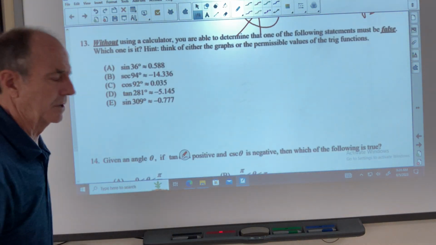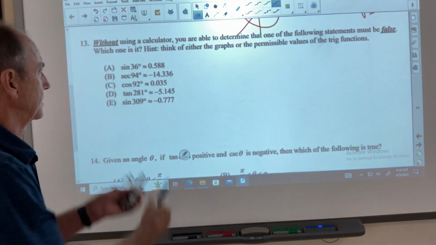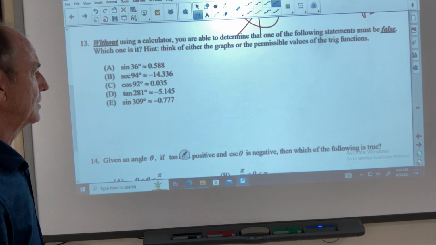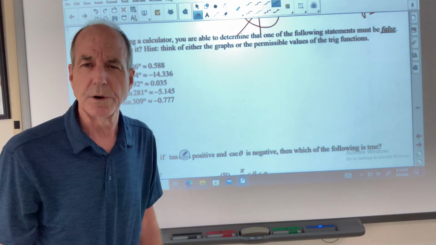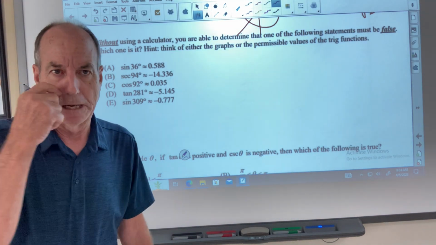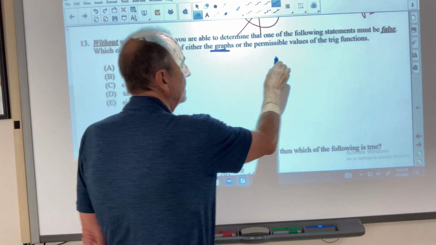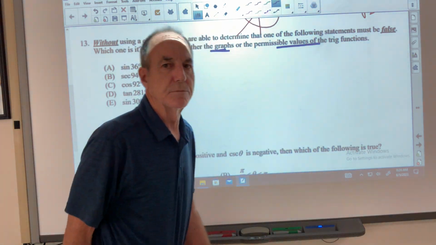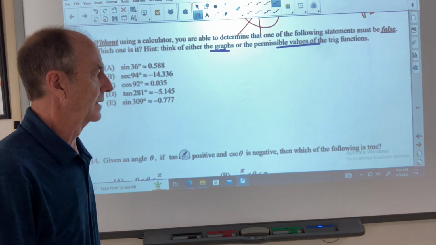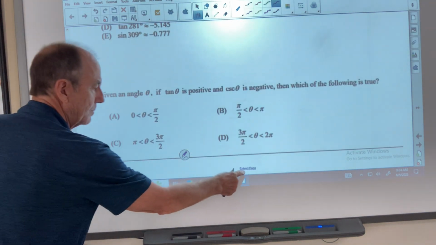This looks like a scary problem, right? Because you don't have a calculator. There's a ton of decimals here. You're told that 4 of these are correct and 1 of these is wrong, and you've got to figure out how to do that. Okay. So it does say think of either the graphs or the permissible values of the trig functions. Holding off on that just for a second, this is a very similar type of problem.